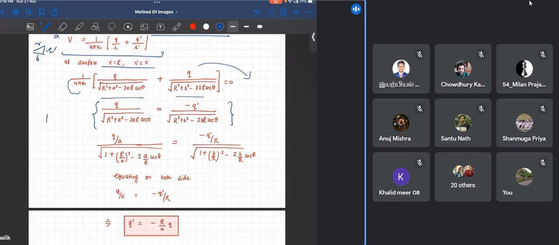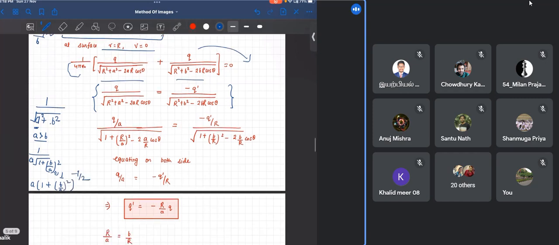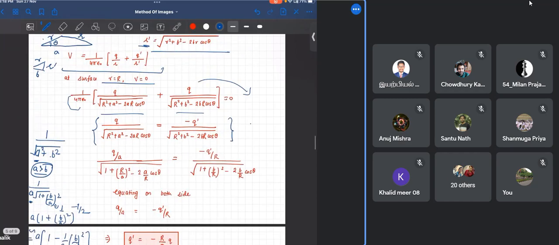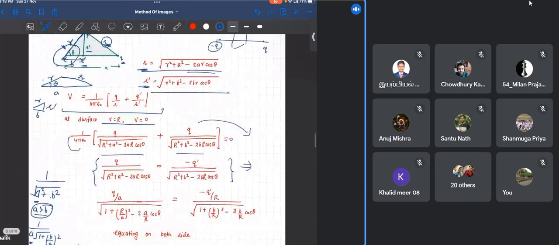I think you are familiar with this concept: whenever you have a condition of 1 by square root of a square plus b square, and a is greater than b, to solve it simply you take a outside of the root and it becomes b by a square. So this term becomes much less than 1. You can solve it by approximation as 1 plus b by a square to the power minus 1 by 2, and then take the approximation as 1 minus 1 by 2 b by a square. So we take the largest term outside to make the terms equal footing.